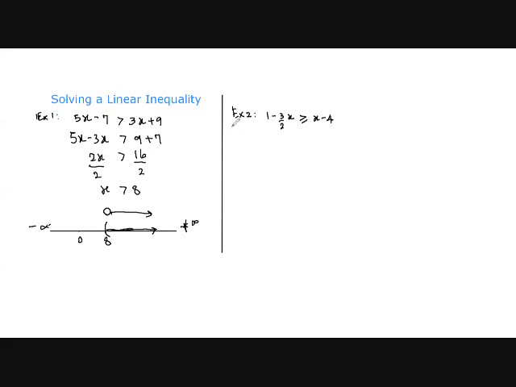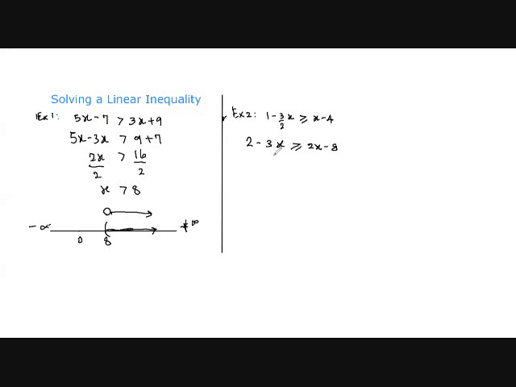This example is a little bit harder because it has fractions. The best way is to eliminate the denominator, so we multiply by the LCM, which is 2, to every term on both sides. So 2 times 1 becomes 2, minus 2 cancels, and you are left with 3x, with the greater than or equal sign. And then this one times 2 becomes 2x, minus 2 times 4 becomes 8.